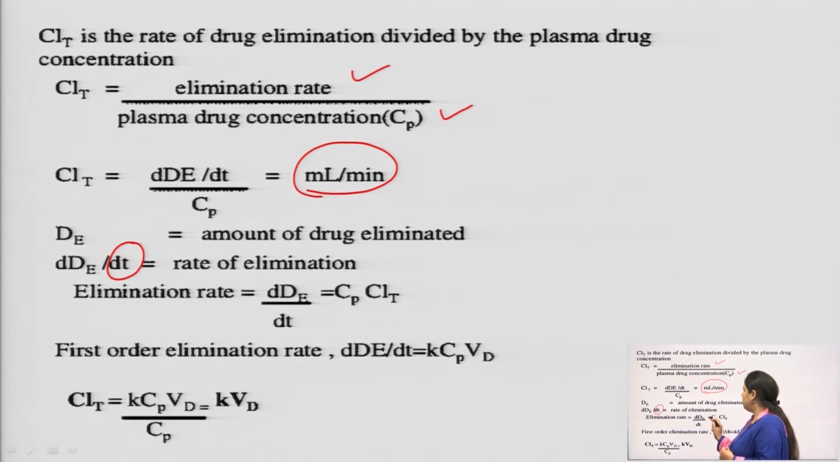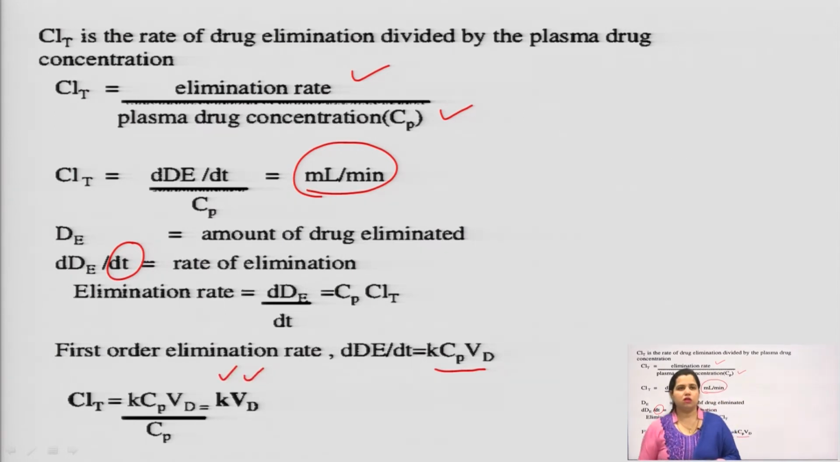If we simplify this equation, for first order elimination the rate dE by dt equals K times Cp times Vd. When we put this value in the above equation, we get Clt equals K Cp Vd divided by Cp, which is equal to K Vd. So, basically it involves the elimination rate constant and the volume of distribution. It represents the rate of drug elimination at a particular time divided by the concentration in the blood plasma.